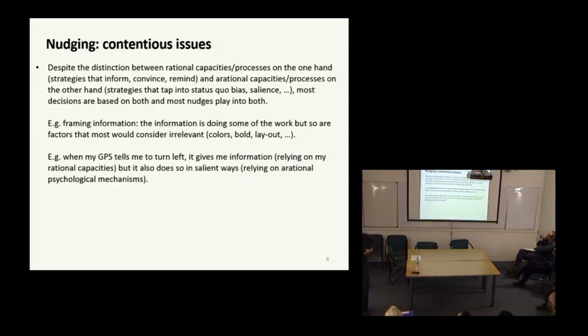So I take the approach that it needs to tap into these irrational psychological mechanisms, the ones that I have already mentioned, status quo bias, salience, and so on. But it's good to keep in mind that a lot of interventions play into both our rational capacities and our less rational capacities, right? I mean, think of informing people in a specific way.